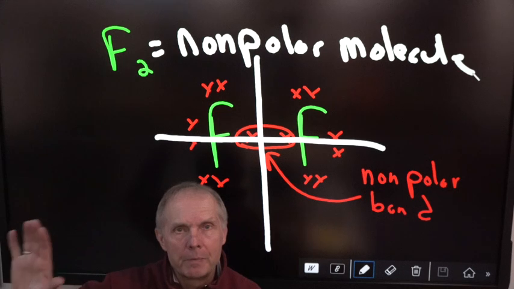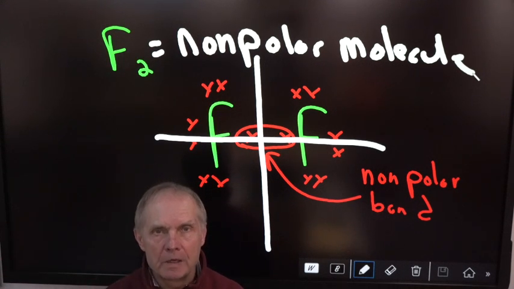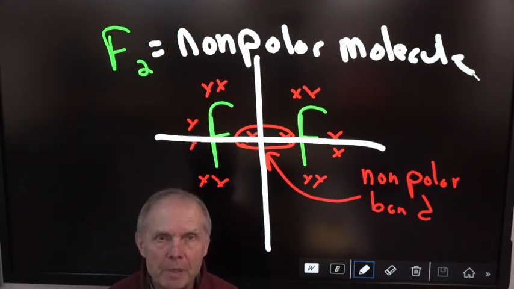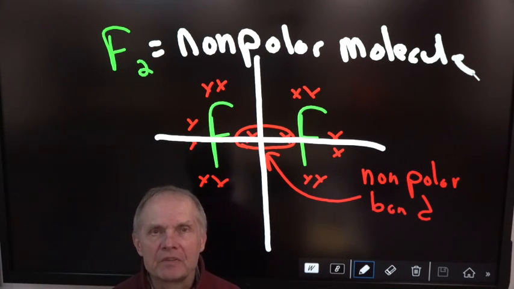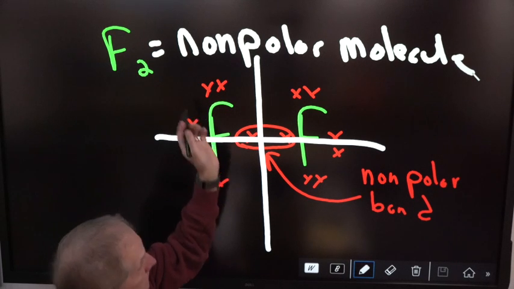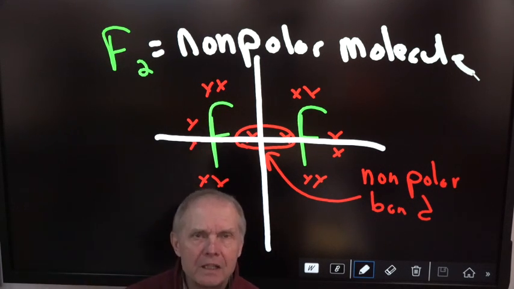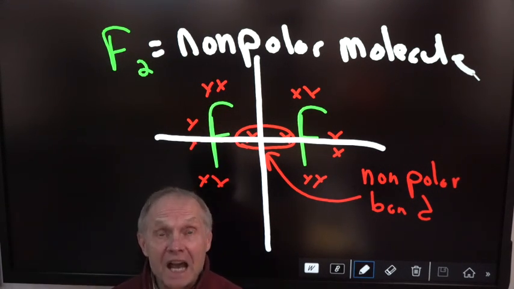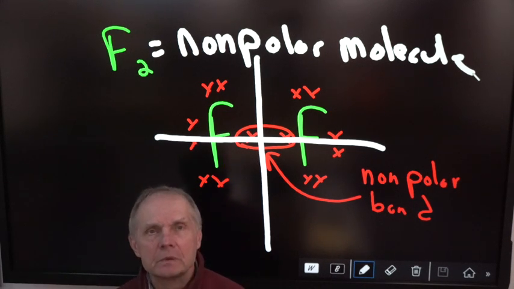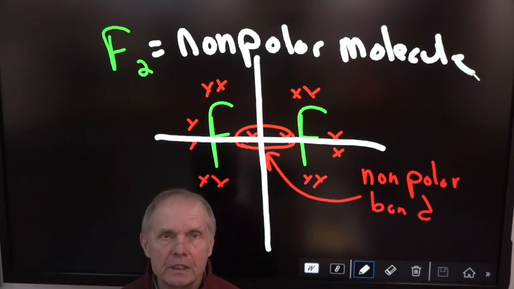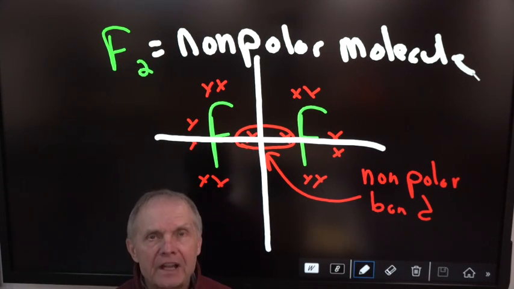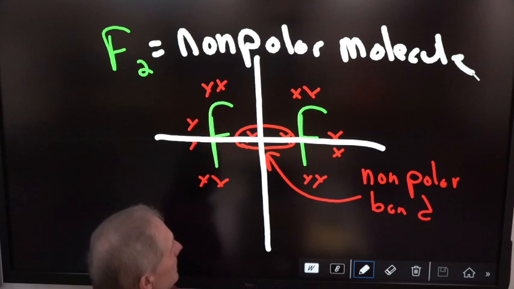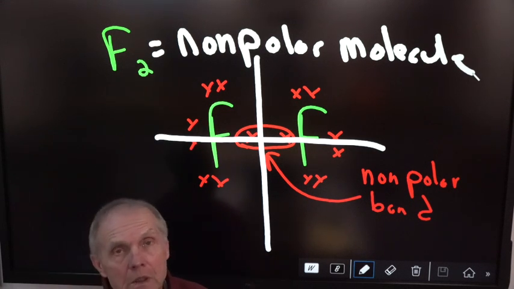So the big deal is the difference between a polar bond and a non-polar bond. Again, a polar bond is unequal sharing between 2 nonmetals. A non-polar bond is equal sharing, and it has to be an example of a diatomic gas, like that one. A polar molecule has got to have an asymmetrical shape, like H2O or NH3. A non-polar molecule has to have a symmetrical shape, like F2.